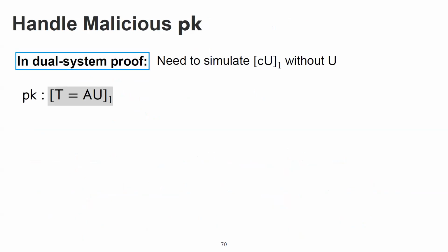If you remember, we only consider the security without malicious case in the previous game. Now I'd like to briefly explain how we handle the malicious public key. In dual system proof, we need to simulate C^U over the group. But if a changed public key is malicious, the challenger will think of it as a matrix T and doesn't know the secret U behind it. So he cannot simulate C^U without U.